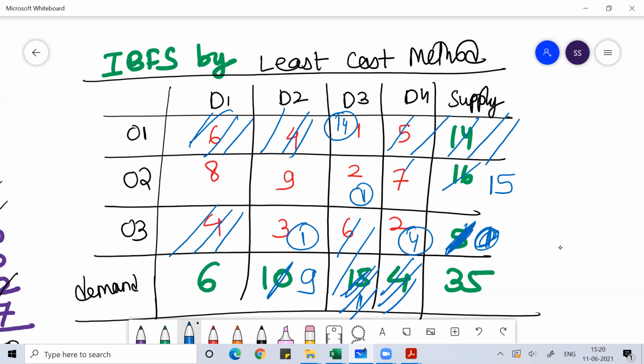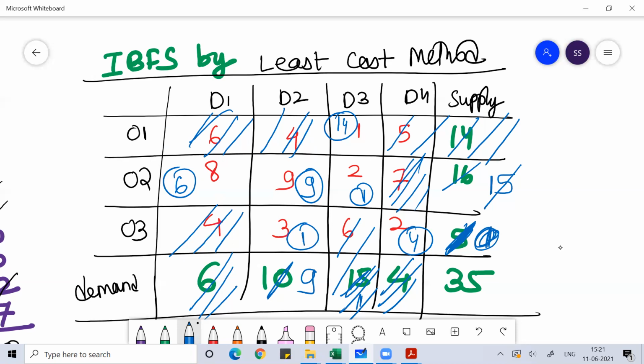Okay, so this is done. Then the next smallest one here is 8. 8 means here you will put 6. Then if you put 6 here, then the left one is 9. 9 I'll put here. Clear, everyone? So if you see the test of degeneracy, 4 columns, 3 rows, 4 plus 3, 7, minus 1, 6. Total allocations will be 1, 2, 3, 4, 5, 6.